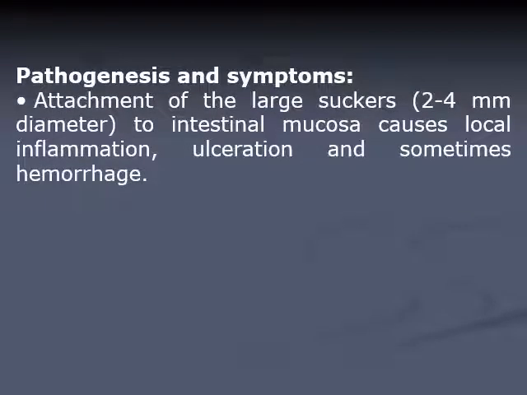Pathogenesis and symptoms. Such a big worm, what can it do? First, the attachment of the large sucker, which is about 2 to 4 mm in diameter, to the intestinal mucosa causes local inflammation, ulceration, and sometimes hemorrhage if the infection is heavy. The moderate to low numbered infections may pass unnoticed in healthy individuals, but the heavy infection is always symptomatic.